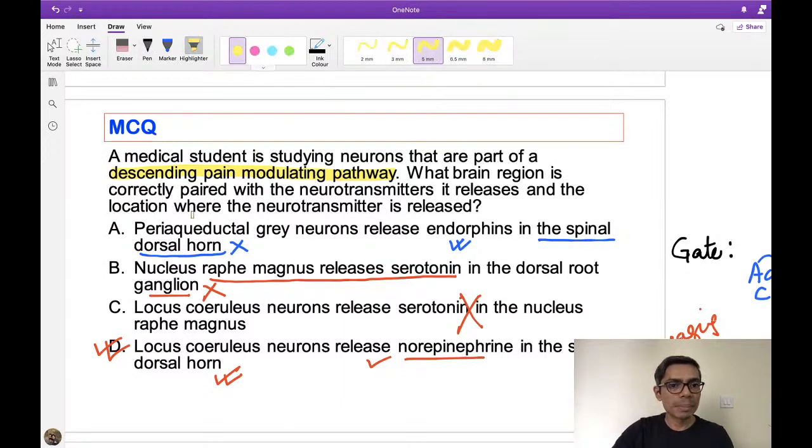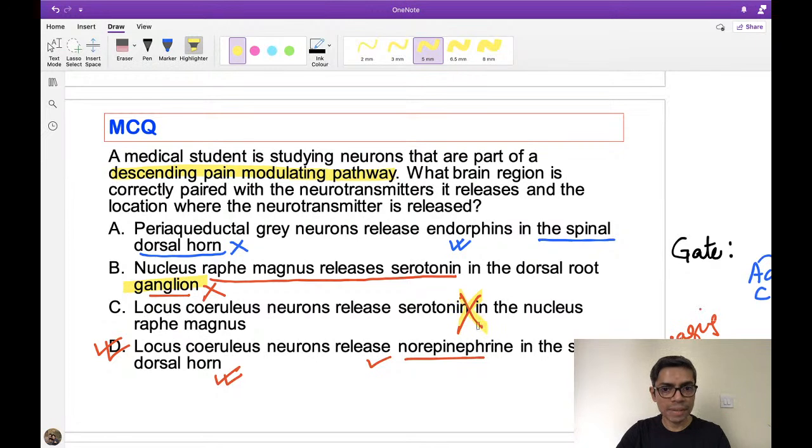So the first statement is: the periaqueductal gray neuron releases endorphin. Correct, but it is not in the dorsal horn. Then nucleus raphe magnus releases serotonin, but it is not in the dorsal root ganglion. No, it is at the spinal cord level, on the interneuron. Then, locus coeruleus neuron releases serotonin.